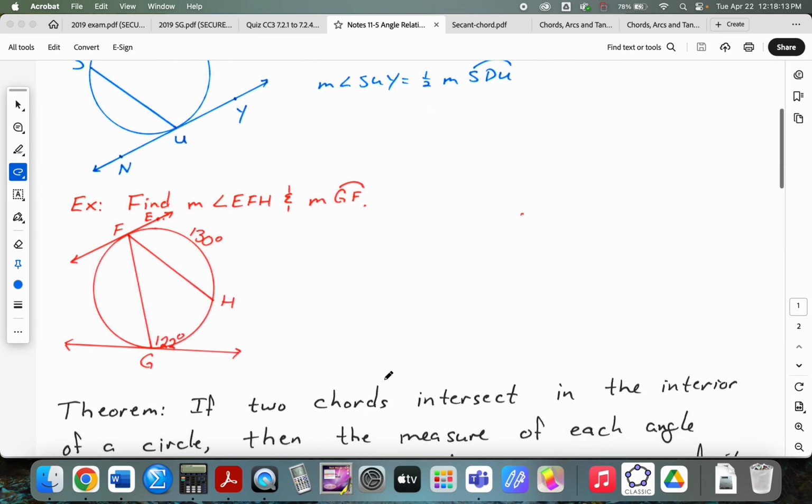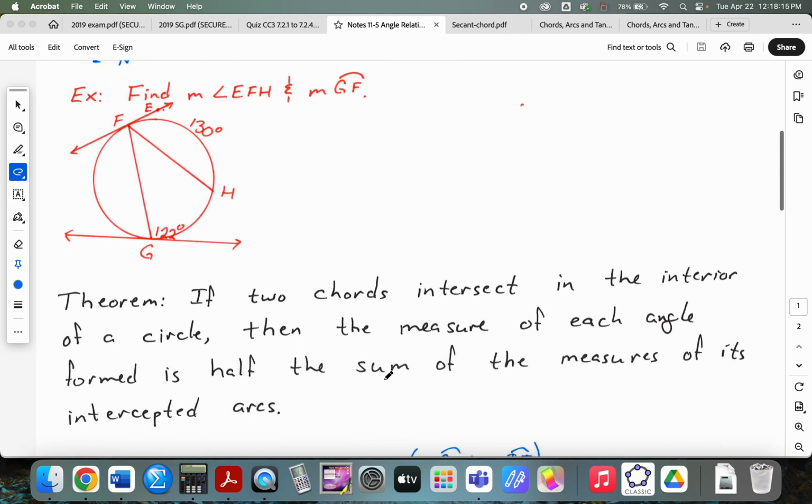So let's take a look at this example. We want to first of all find the measure of angle EFH. Line FE is a tangent, FH is a chord drawn to the point of tangency. So notice that arc FH is inside of that angle. So this angle is just going to be 65 degrees. It's just half of the 130.